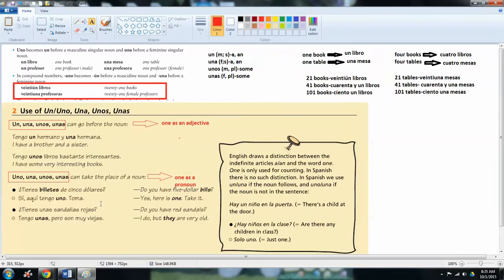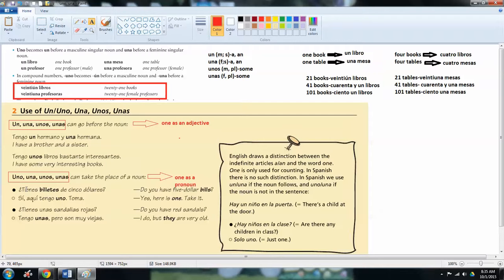Okay, so then here, ¿tienes billetes de $5? And you say, sí, aquí tengo uno. So do you have any $5 bills? Yes, I have one, uno. And it's uno because it's referring to billete, which is masculine. ¿Tienes unas sandalias rojas? Do you have some red shoes? Sí, tengo unas, pero son muy viejas. And it's unas because it's referring to sandalias. So when you're using one as a pronoun, it still needs to agree with the noun that it's replacing. It's uno here because you're asking about billetes, but if you're saying you just have one, you've got to make it singular, but it's still masculine because it's referring to billete.